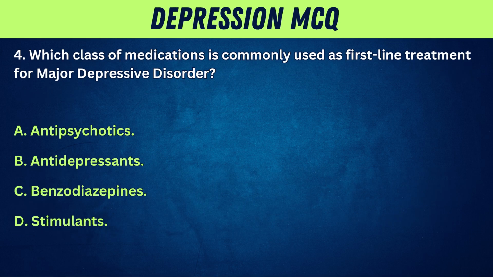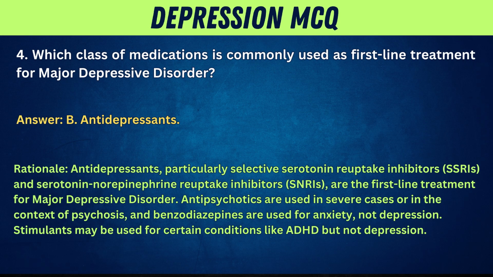4. Which class of medications is commonly used as first-line treatment for major depressive disorder? A. Antipsychotics. B. Antidepressants. C. Benzodiazepines. D. Stimulants. Answer: B. Antidepressants. Rationale: antidepressants, particularly selective serotonin reuptake inhibitors, SSRIs, and serotonin norepinephrine reuptake inhibitors, SNRIs, are the first-line treatment for major depressive disorder. Antipsychotics are used in severe cases or in the context of psychosis, and benzodiazepines are used for anxiety, not depression. Stimulants may be used for certain conditions like ADHD, but not depression.